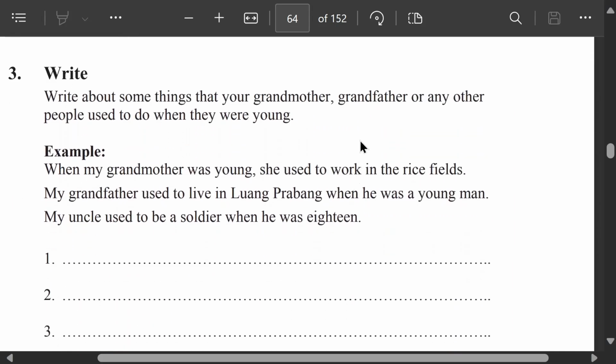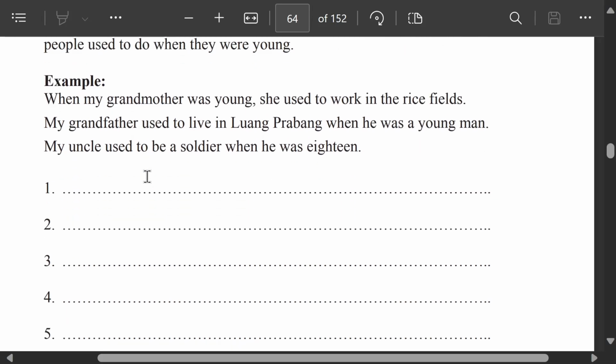Okay, this is some writing exercise. Do you remember how to use this? Used to. Okay, let's just make some sentences. Remember, this is not used in the future. It's used for past things, right? Can you give me an example? I used to study English in the past. Okay, I used to study English in Laos. Okay, I used to do that.